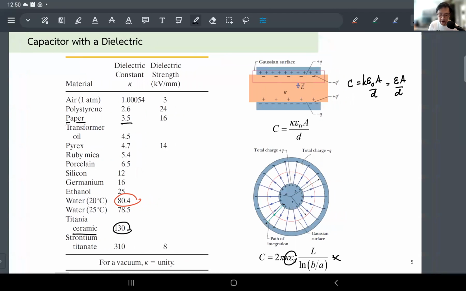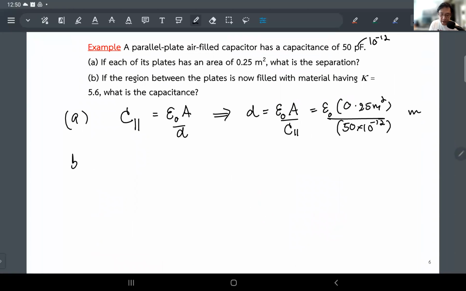Okay. All right. Part B. If the region between the plates is now filled with material having the dielectric constant 5.6, what is the capacitance? Is that cool?